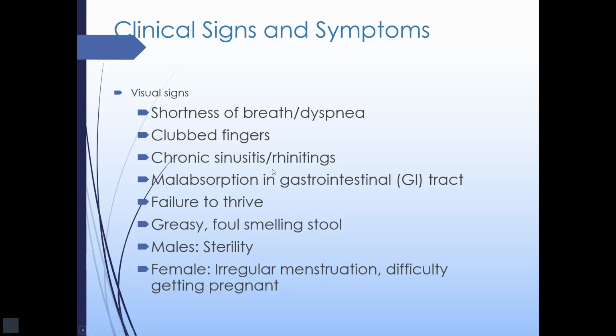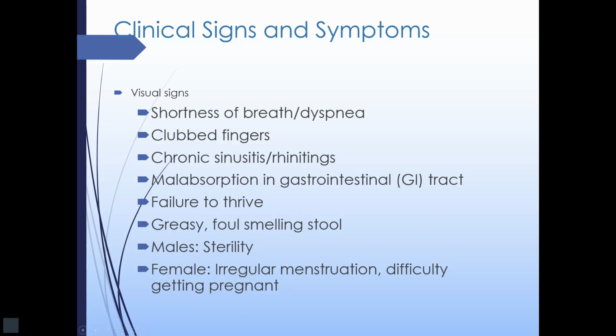They can have chronic sinusitis and rhinitis, a chronic runny nose, chronic allergy-type issues. They have malabsorption in the GI tract, so they have failure to thrive. They do not grow like they should. Cystic fibrosis patients cannot absorb nutrients. They can't break down nutrients like the body needs, so they have to be on a very high fat, high energy, high calorie diet in order to maintain the functions of their body.